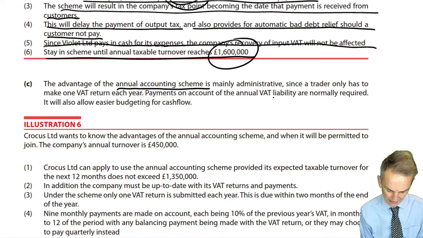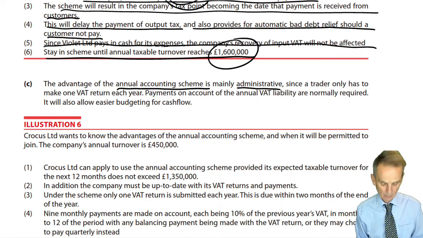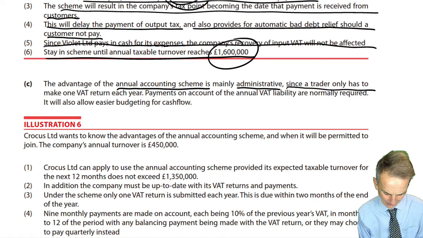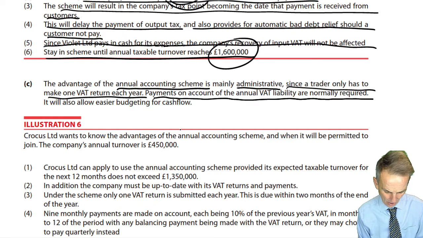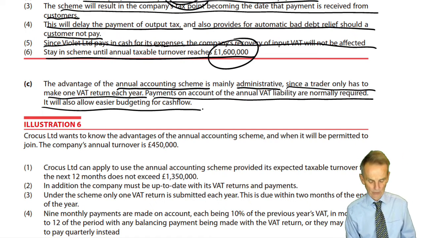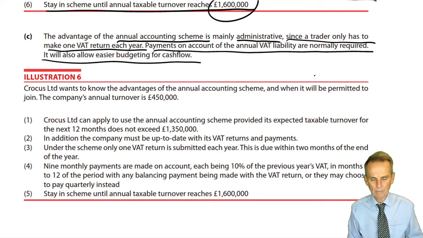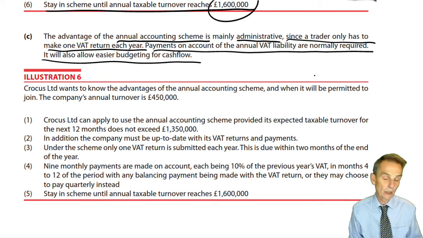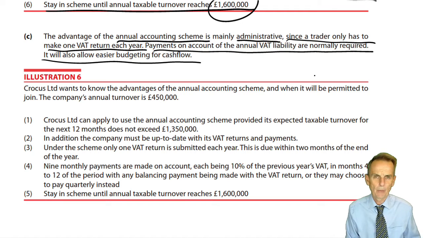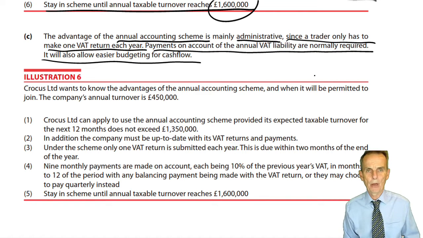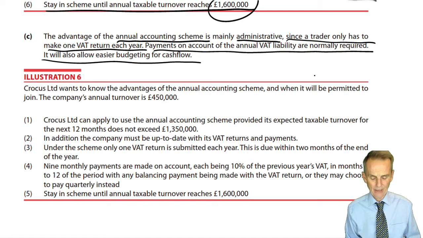Now, the advantage here is, of course, mainly administrative, since a trader only has to make one VAT return each year. Payments on account of the annual VAT liability are normally required. It will also allow for easier budgeting for cash flow. Again, the points that we've made: we're only now going to have to submit one VAT return, and as you'll see in the notes that follow, we'll have up to 2 months after the end of the accounting period in which to submit and pay that final amount of VAT payment.